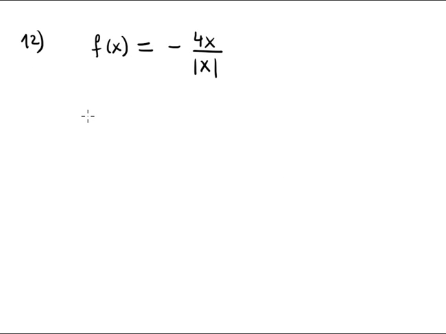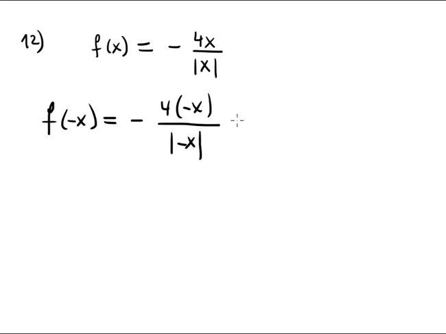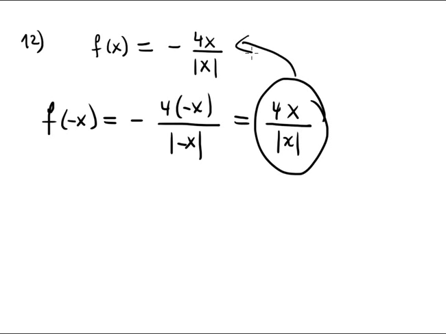Okay, 12 is similar. Determine algebraically whether the function is even, odd, or neither. Remember, replace x with negative x. This is minus 4 times negative x over the absolute value of negative x. In this case we have a double negative, which is positive, so this is 4x over the absolute value of negative x, which is positive x. When you compare this expression and the original, completely opposite sign, so the conclusion again is odd function.